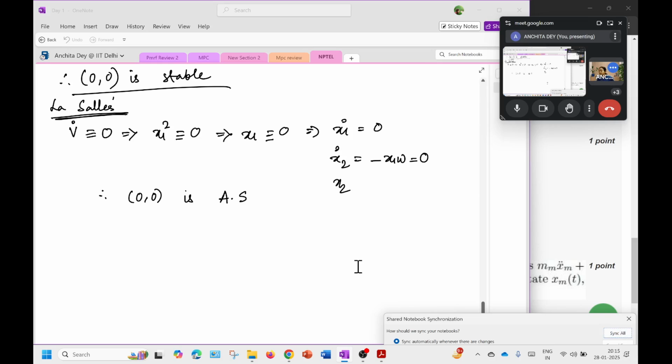Yes. In fact, we can actually conclude further about it. You see that V is positive definite and is radially unbounded. So any idea what we mean by radially unbounded?